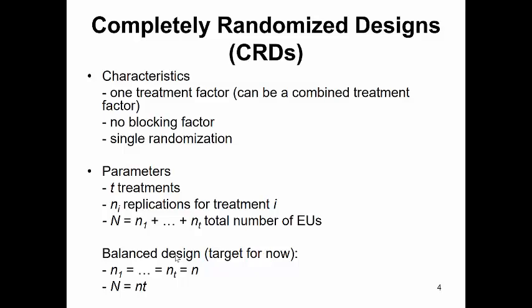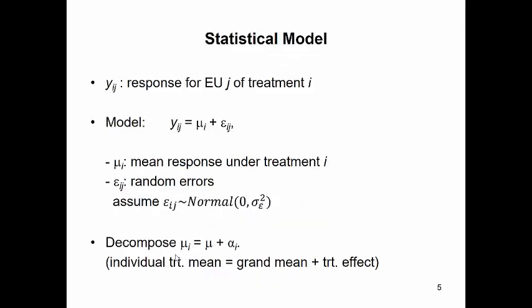Again, just some parameters or notation. We have T treatments. We have n_i replications for treatment i, but most of the time we're talking about balanced designs, so we could just call that n. And again, capital N is our total number of experimental units. So the target for right now is that balanced design, and you'll notice here that big N is your overall total number of observations. Little n is going to be that replication.